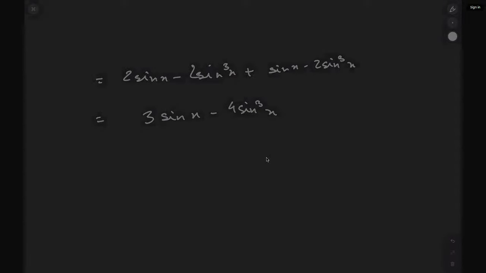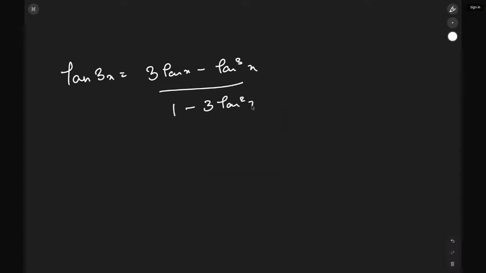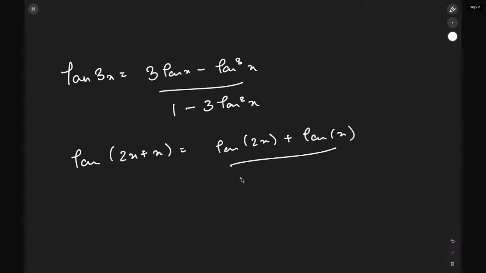Now, moving on to the next question. We have to prove that tan of 3x is equal to 3 tan x minus tan cube x, whole divided by 1 minus 3 times tan square x. All right. So a similar method will be followed over here also. And tan(a plus b) is tan a plus tan b, whole divided by 1 minus tan a tan b.